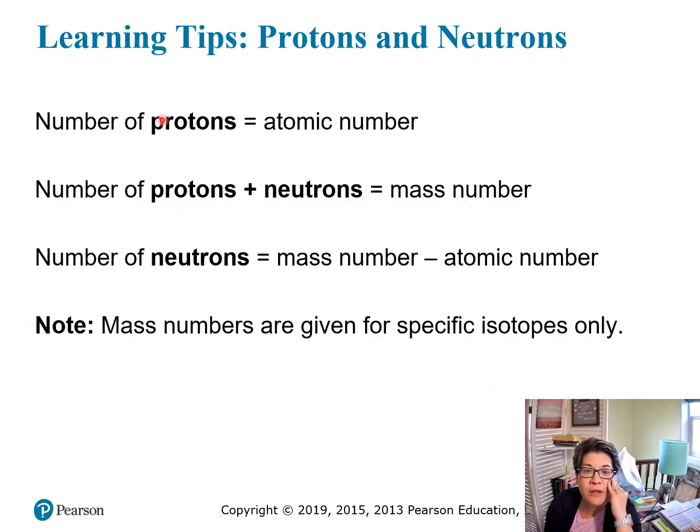So here's your formula. Number of protons is atomic number. Number of protons plus neutrons is mass number. So if you want to know how many neutrons, you subtract mass number minus atomic number.